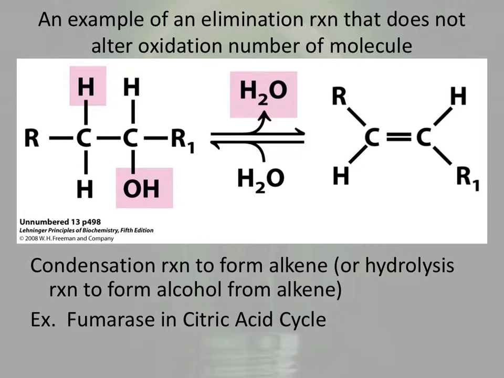So here's an example of an elimination reaction that doesn't alter the total oxidation number. You'd have to sit down and figure it out. Condensation reactions to form alkenes typically do this, and the reverse technically would fall under this kind of thing. And we'll actually go over fumarase and the citric acid cycle. I forgot what chapter that one is.